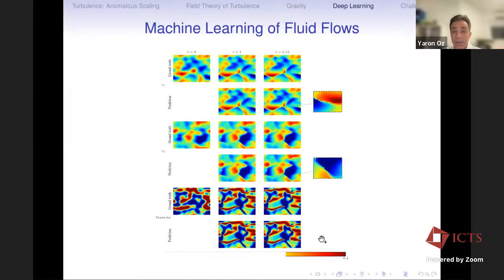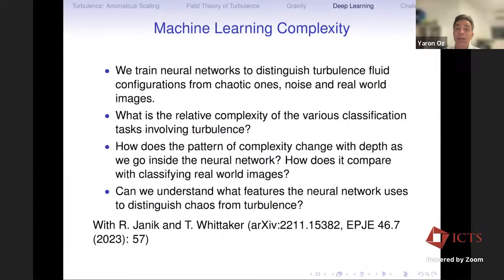The second thing which we did, we tried to understand whether machine thinks the turbulence is complex or not. What do I mean by complex or not? For instance, I give it a chaotic system and a turbulent system. What I mean by this is I start Navier-Stokes and I evolve it. And before I reach turbulence, I still have a structure which is complicated, like chaotic structure. It doesn't have scaling properties. Will it be able to distinguish the two?